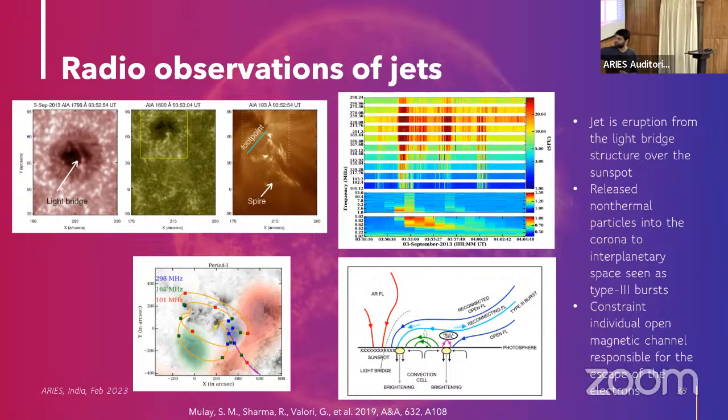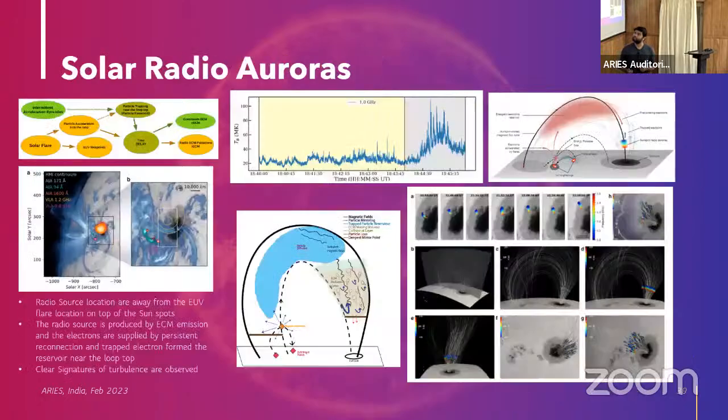Okay. We come up with a picture where there would be an escape of these electrons in the open magnetic field lines from this particular eruption of the light bridge. And this is the work which we are doing, basically predicting a new type of emission called solar aurora. So we know the aurora borealis on Earth. We know aurora on Jupiter, but there are auroras on the sunspot actually.